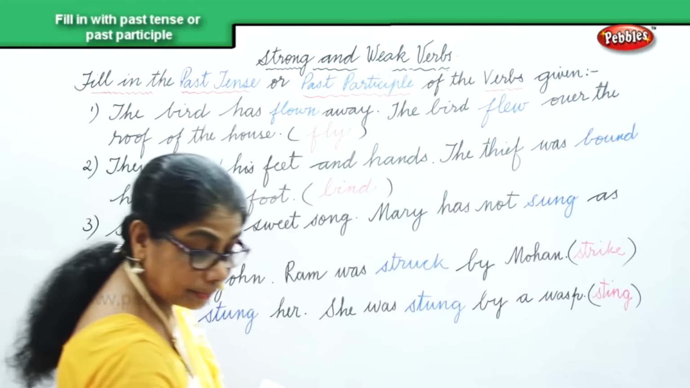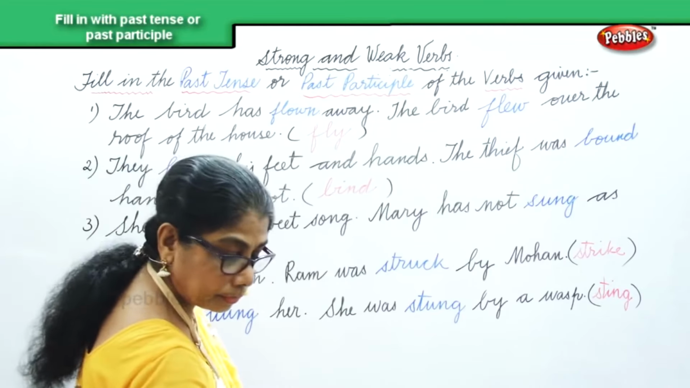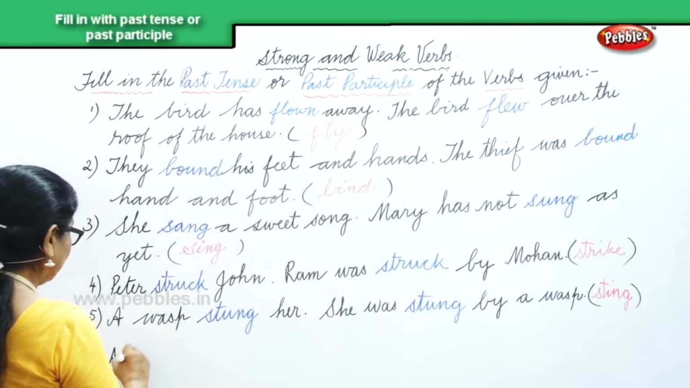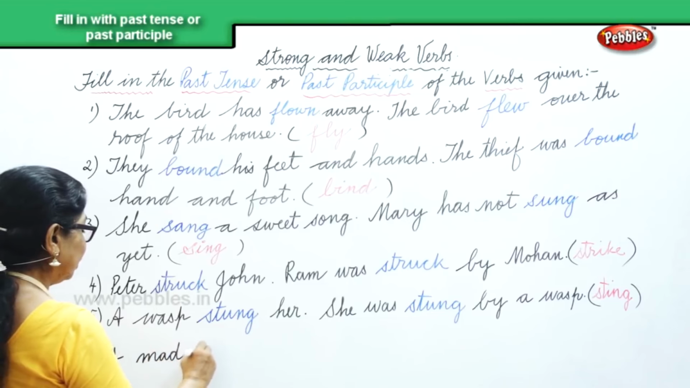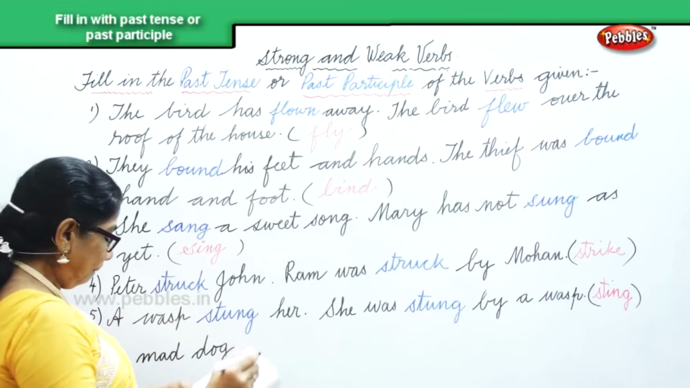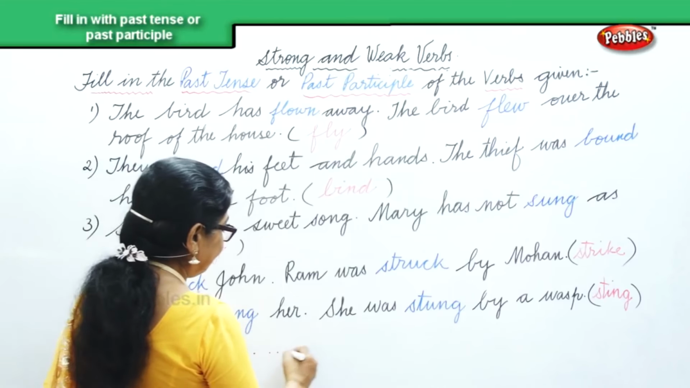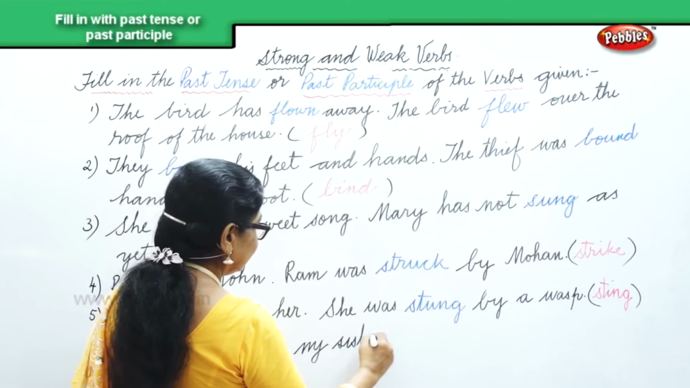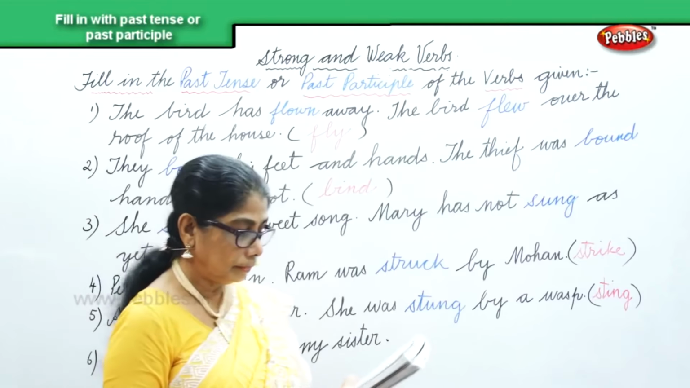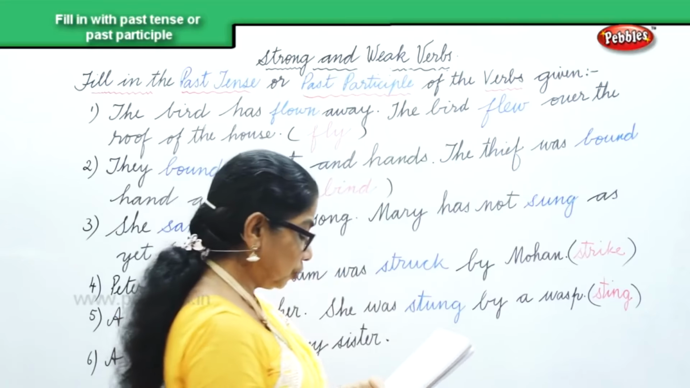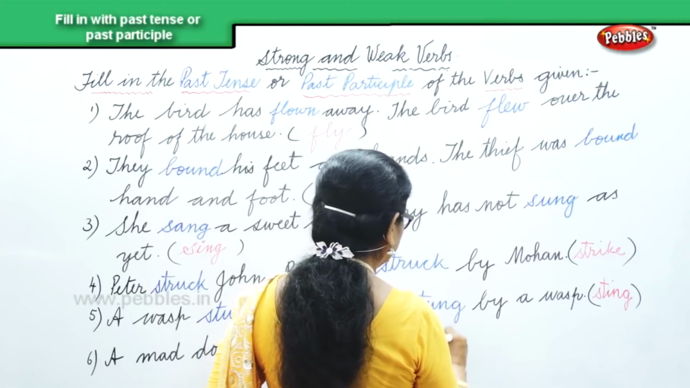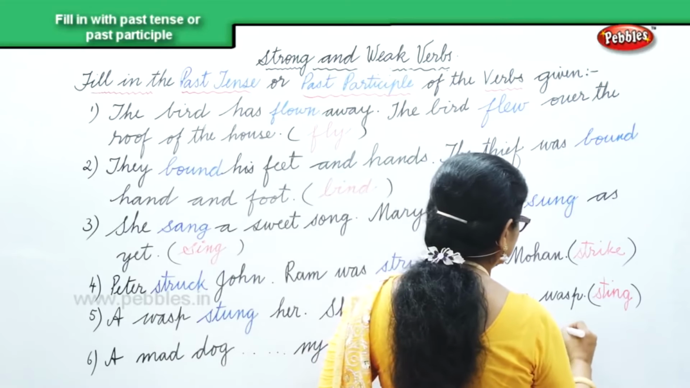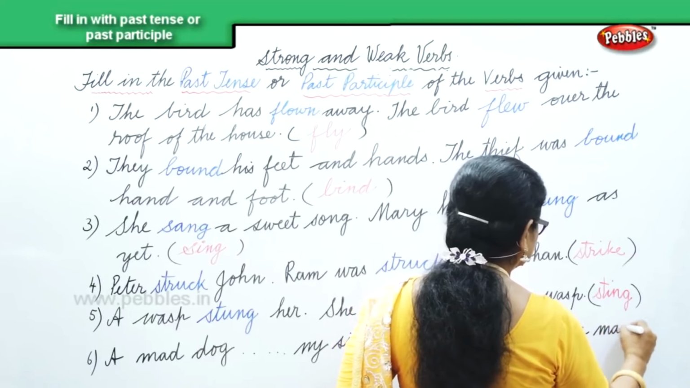I'll give you another sentence. A mad dog dash my sister. He was dash by a mad dog.